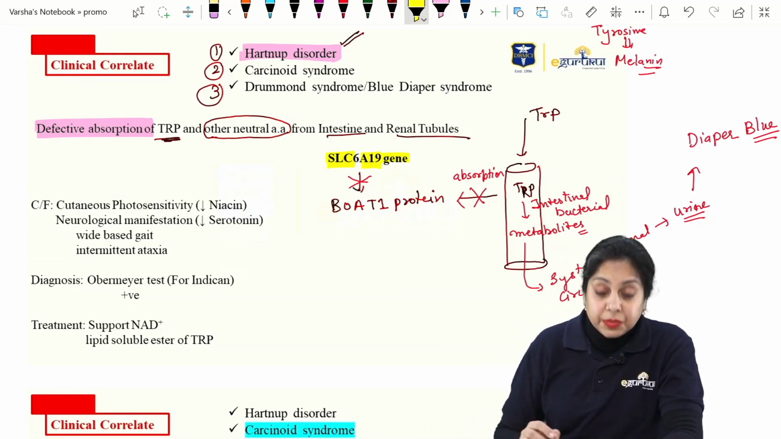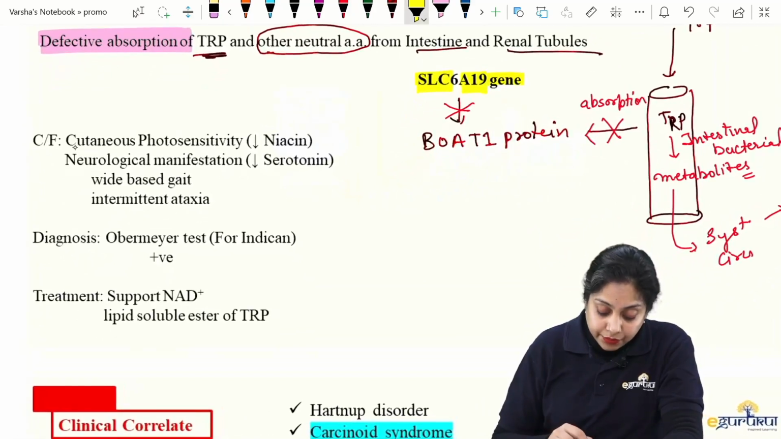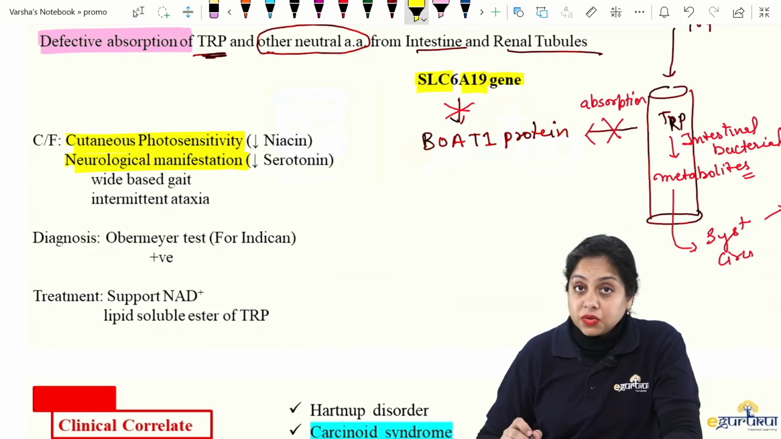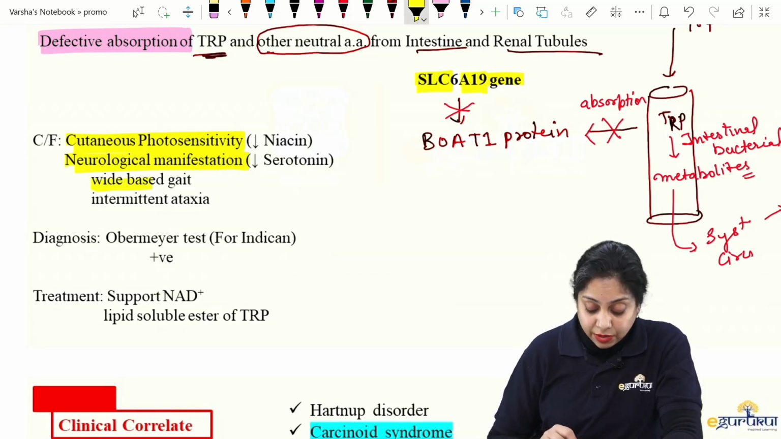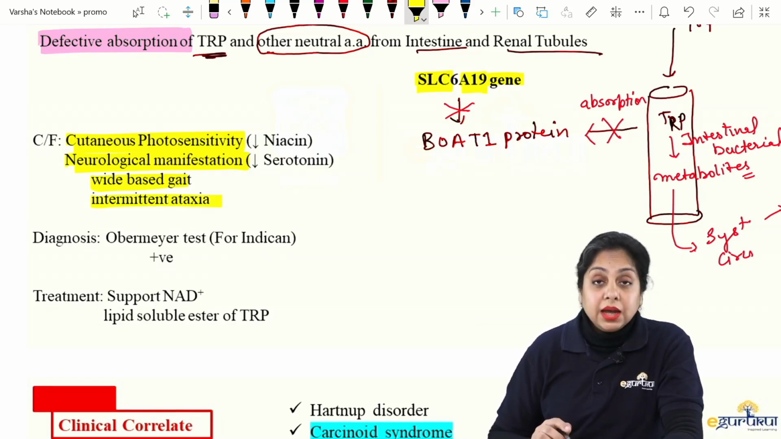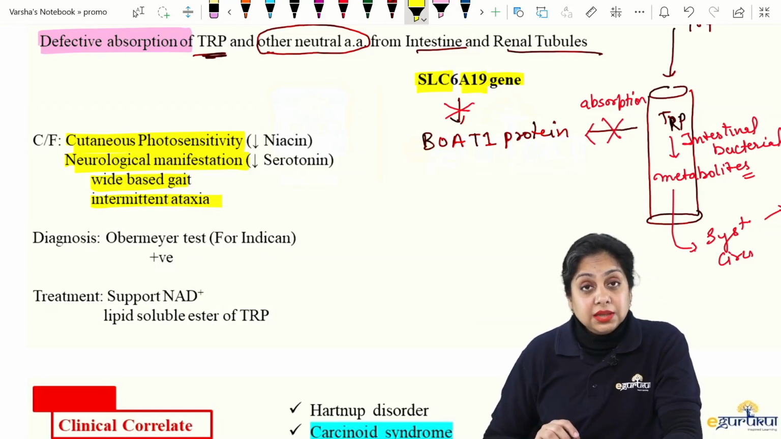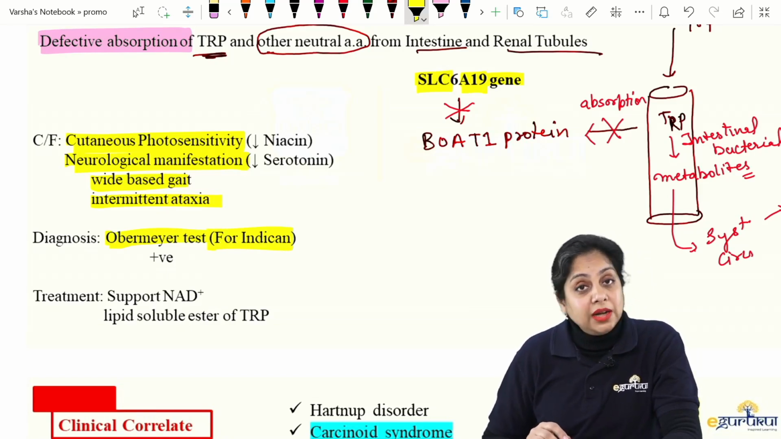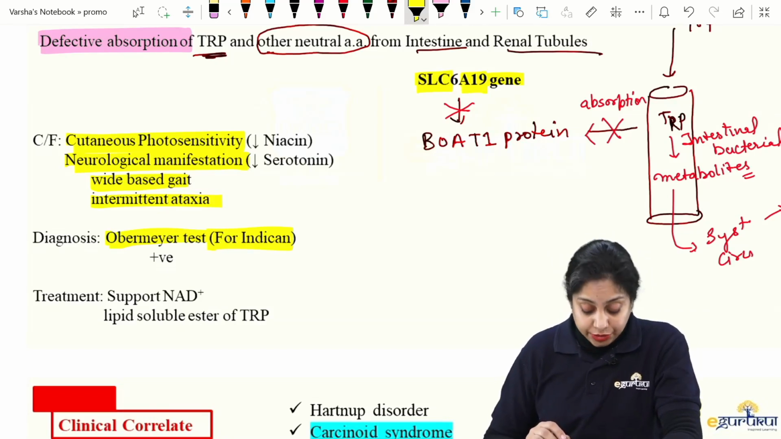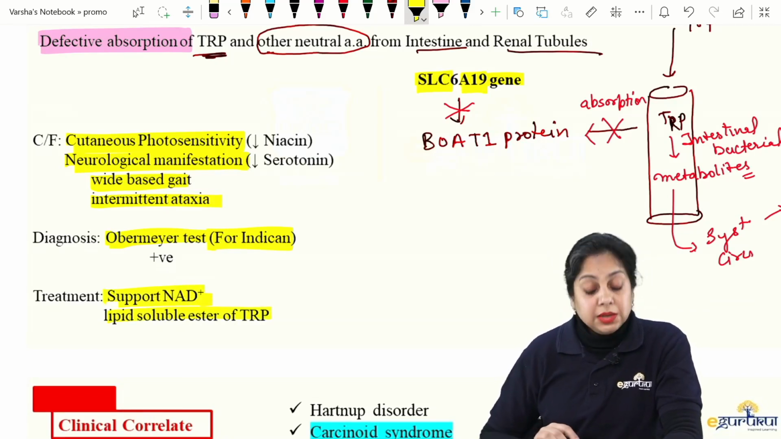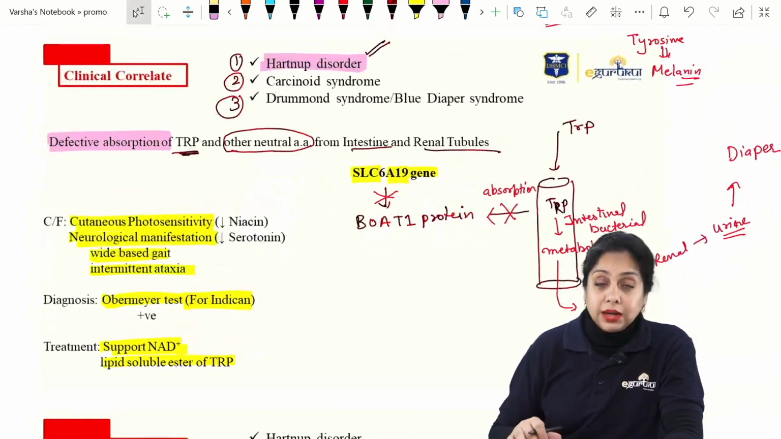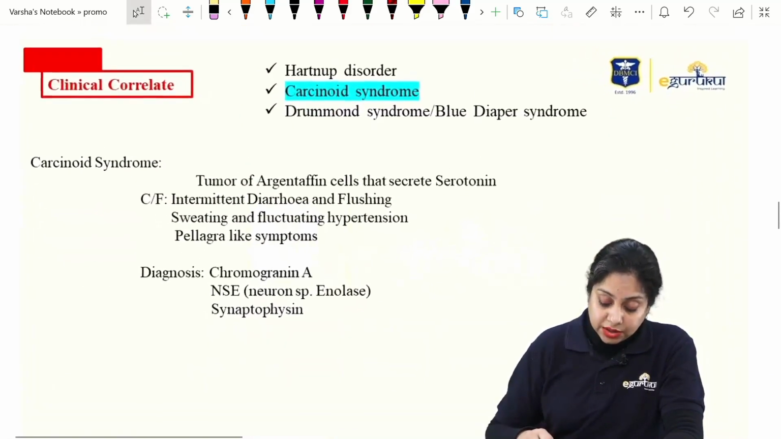Okay. What will be the symptoms? Symptoms will be cutaneous photosensitivity because of decreased niacin, okay, and then neurological manifestation because of the decreased serotonin. There will be wide-based gait, intermittent ataxia, right? And diagnosis in the lab is done by the Obermeyer test for the indican. Indican is your tryptophan metabolite by the intestinal bacteria, and it comes out to be positive. For the treatment, NAD positive and lipid soluble ester of tryptophan is given. So this is your Hartnup disorder.